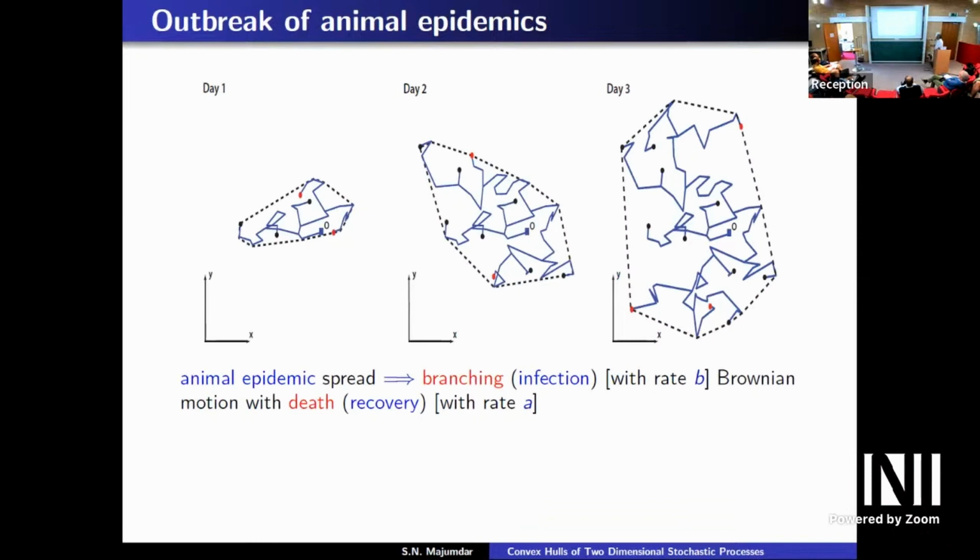So the simplest model you can think of is a continuous time model, like a branching Brownian motion. You start from the origin with a Brownian motion, and then with rate b, that means in a small time delta t with probability b delta t, it infects another person, that means it branches into 2. With rate a delta t, it recovers, that means it dies. And with the complementary probability 1 minus (b plus a) delta t, it just diffuses. Okay? So that's the simplest model.